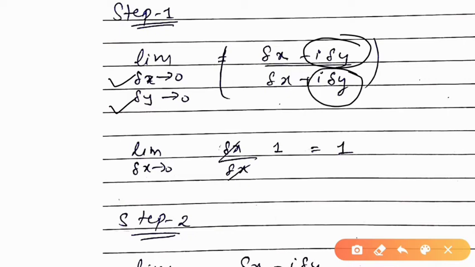Now again, as we have done in the second example, we will first put delta y as 0. So these both will become 0. You are only left with delta x upon delta x, which will get cancelled and you get 1. So your first limit is 1.